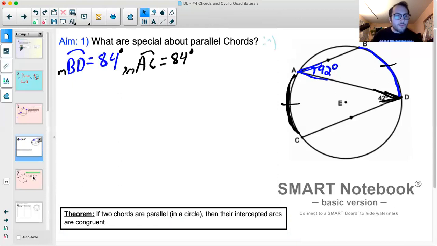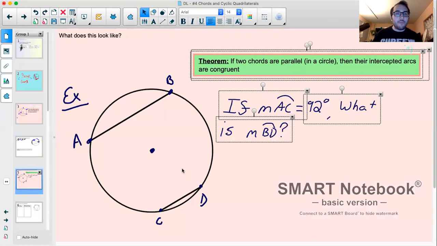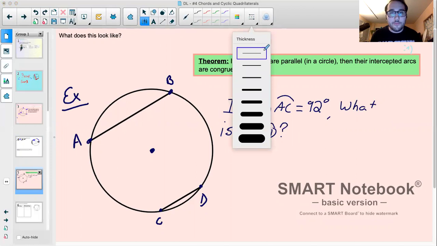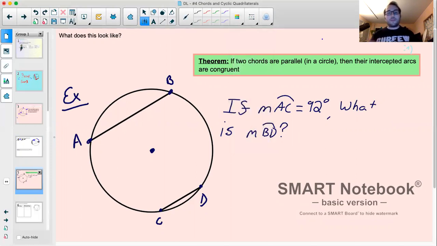Okay, so let's do a problem and see what this looks like. Let's get a different color. Perfect. So again, the theorem: if chords are parallel, then their intercepted arcs must be congruent. So in this question, it says, if the measure of arc AC, so that's this arc right here, is 92 degrees, what is the measure of arc BD?